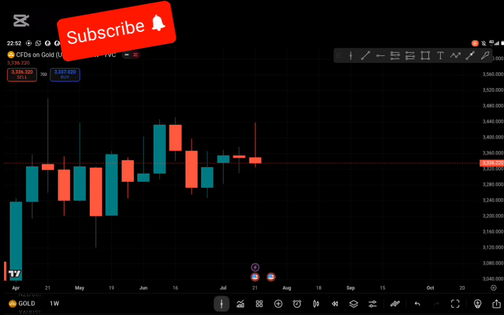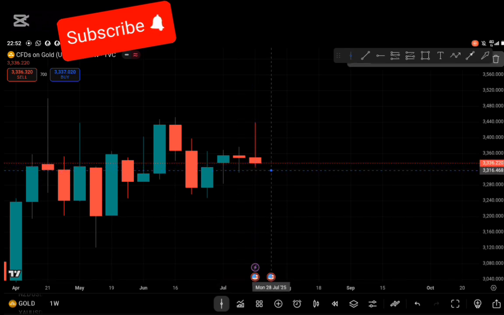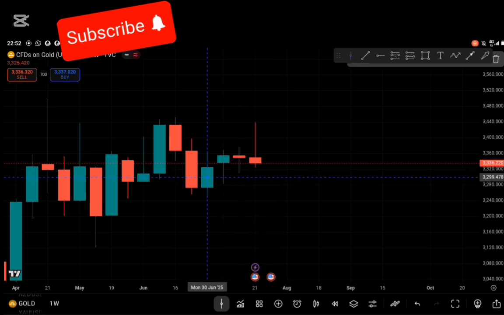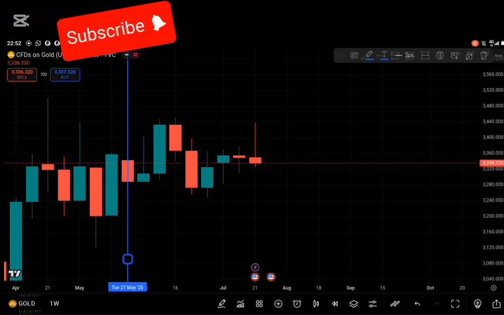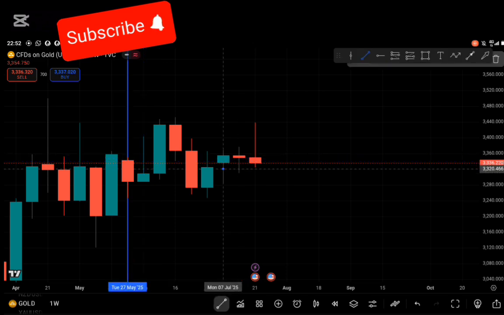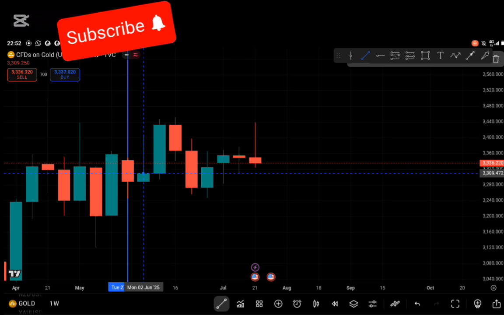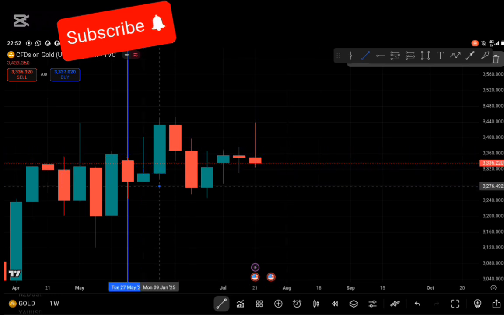For example, I'm a swing trader, so I'm trading on the weekly time frame. The first thing I'm going to do is count from the present weekly candle that I just closed, which is today: 1, 2, 3, 4, 5, 6, 7, 8. These 8 candles are what I am going to be focusing on, from these candles to this candle.